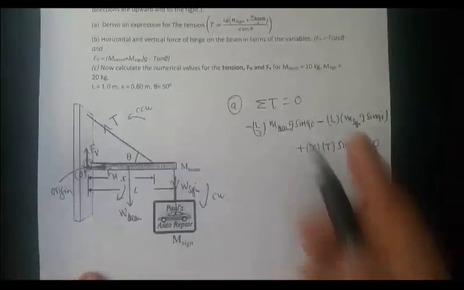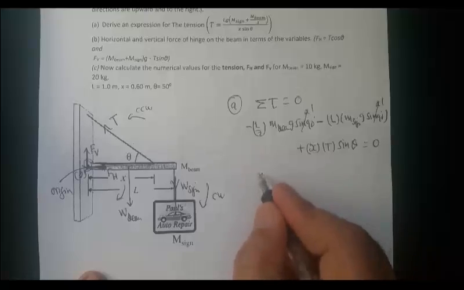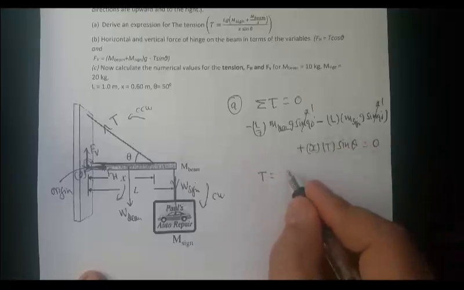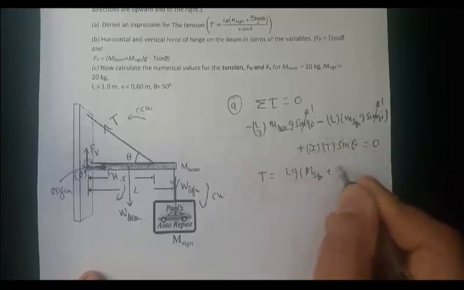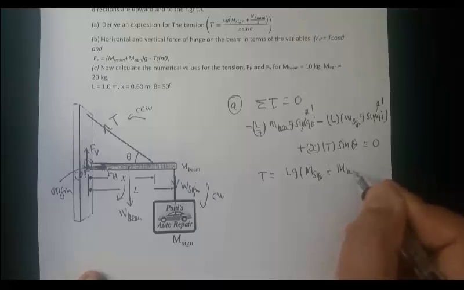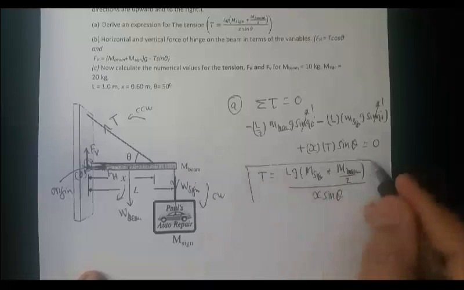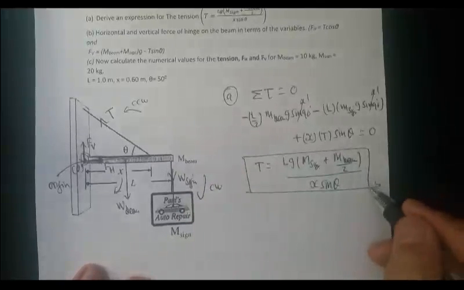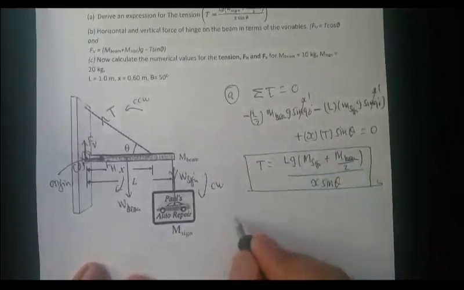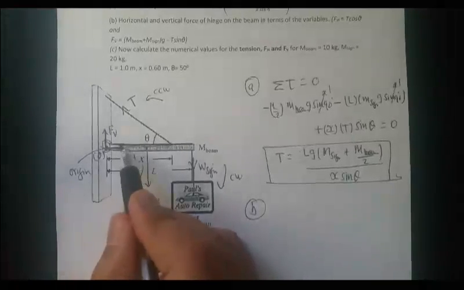So now sine 90 is 1. Now if you solve that, the tension in terms of all symbols will be L g times the mass of the sign plus mass of the beam divided by 2, whole divided by x sine theta. And if the numbers are given in the last part, you can just put the numbers in and solve it. So the second part is asking what are those unknown hinge forces, and that's also easy.